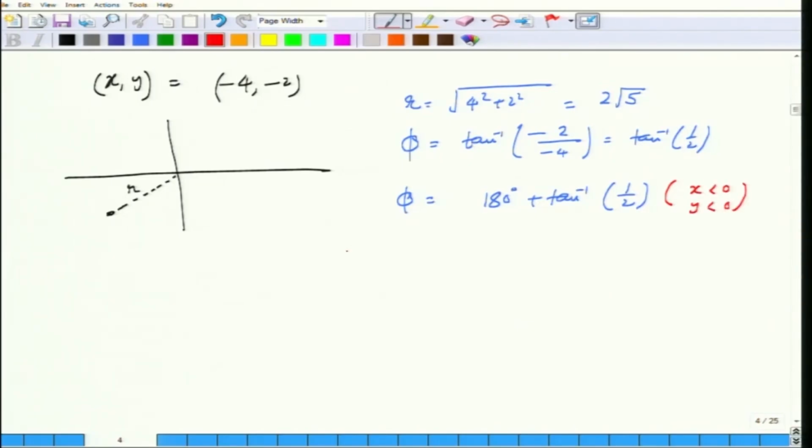How about the unit vectors? The r unit vector now is going to be in this direction and the phi unit vector in this direction.